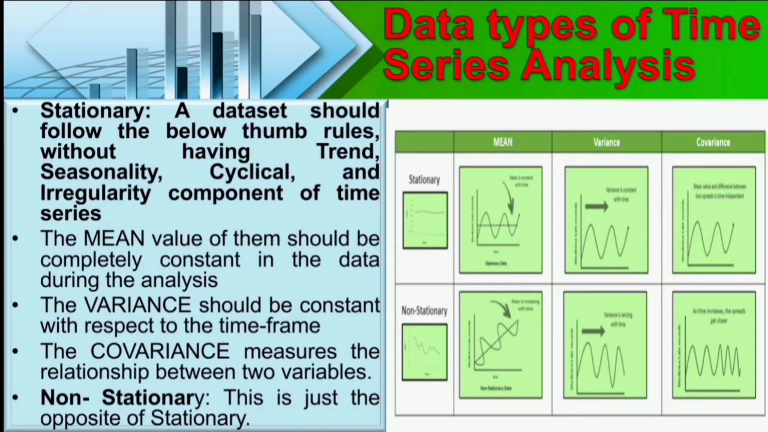Data types of time series analysis. There are 2 types of data. One is stationary and the other is non-stationary. In stationary data, a data set should follow the below thumb rules without having trend, seasonality, cyclical and irregularity components of time series. Number 1, the mean value should be completely constant in the data during the analysis. Number 2, the variance should be constant with respect to the time frame. Number 3, the covariance measures the relationship between 2 variables. And non-stationary is just the opposite of stationary.